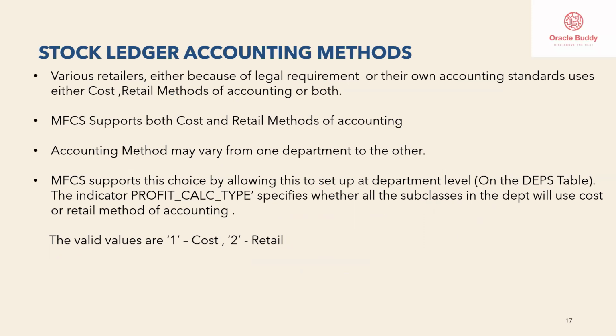The next topic which we will discuss is the stock ledger accounting methods. Various retailers, either because of legal requirement or their own accounting standard, use either cost or retail methods of accounting, or both. MFCS supports both cost and retail methods of accounting. The accounting method may vary from one department to another. MFCS supports this choice by allowing it to be set up at department level on the deps table. The indicator profit calc type specifies whether all the subclasses in the department will use cost or retail method of accounting. The valid values are 1, which is cost, and 2, which is retail.